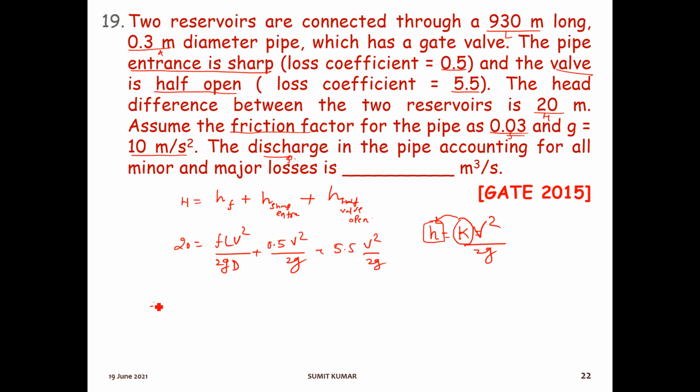Now solve it. 20 is equal to F, the value of F is 0.03, length is 930 meter, into V square, where we need to calculate the velocity, divided by 2 into g.